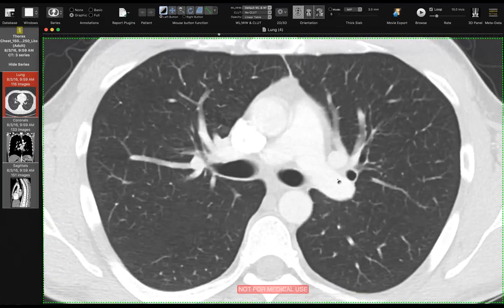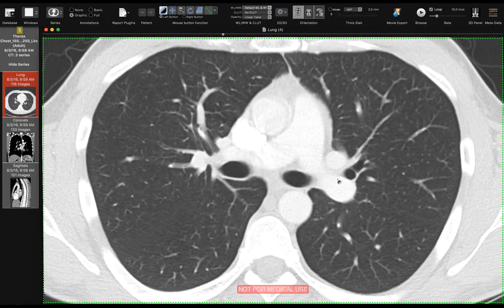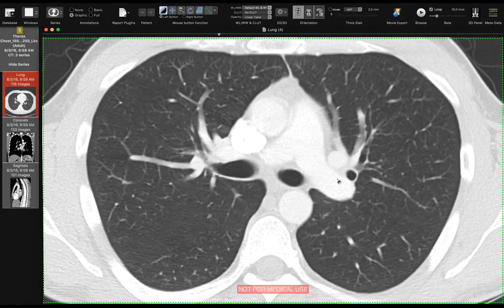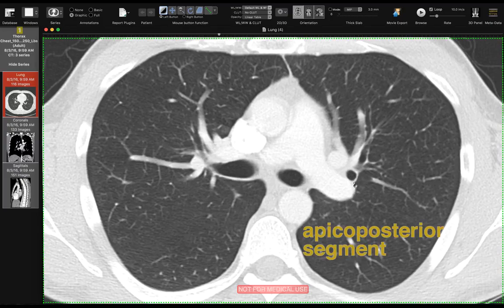So let's scroll up and we'll look at those. So on the right side, remember that we have three segments, the apical, the anterior, and the posterior segments. Well, on the left side, two of those segments are combined. So rather than having an apical segment and a posterior segment separate, those two are combined into one segment on the left side. This is called the apico-posterior segmental bronchus.